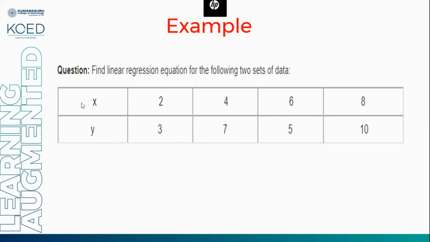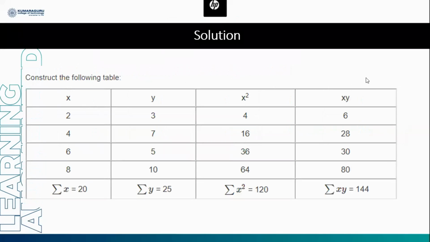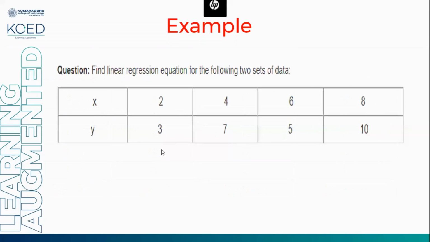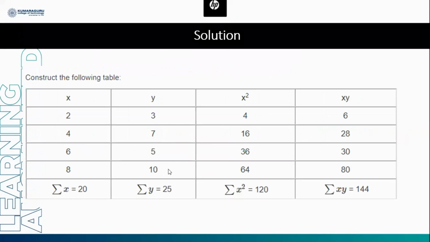So x is always the independent variable, y is always the dependent variable. So x equal to 2, 4, 6, 8, y equal to 3, 7, 5, 10. What we have to do, first, is create a table like this. So the x values are 2, 4, 6, 8, and we have to store the y values of 3, 7, 5, and 10.